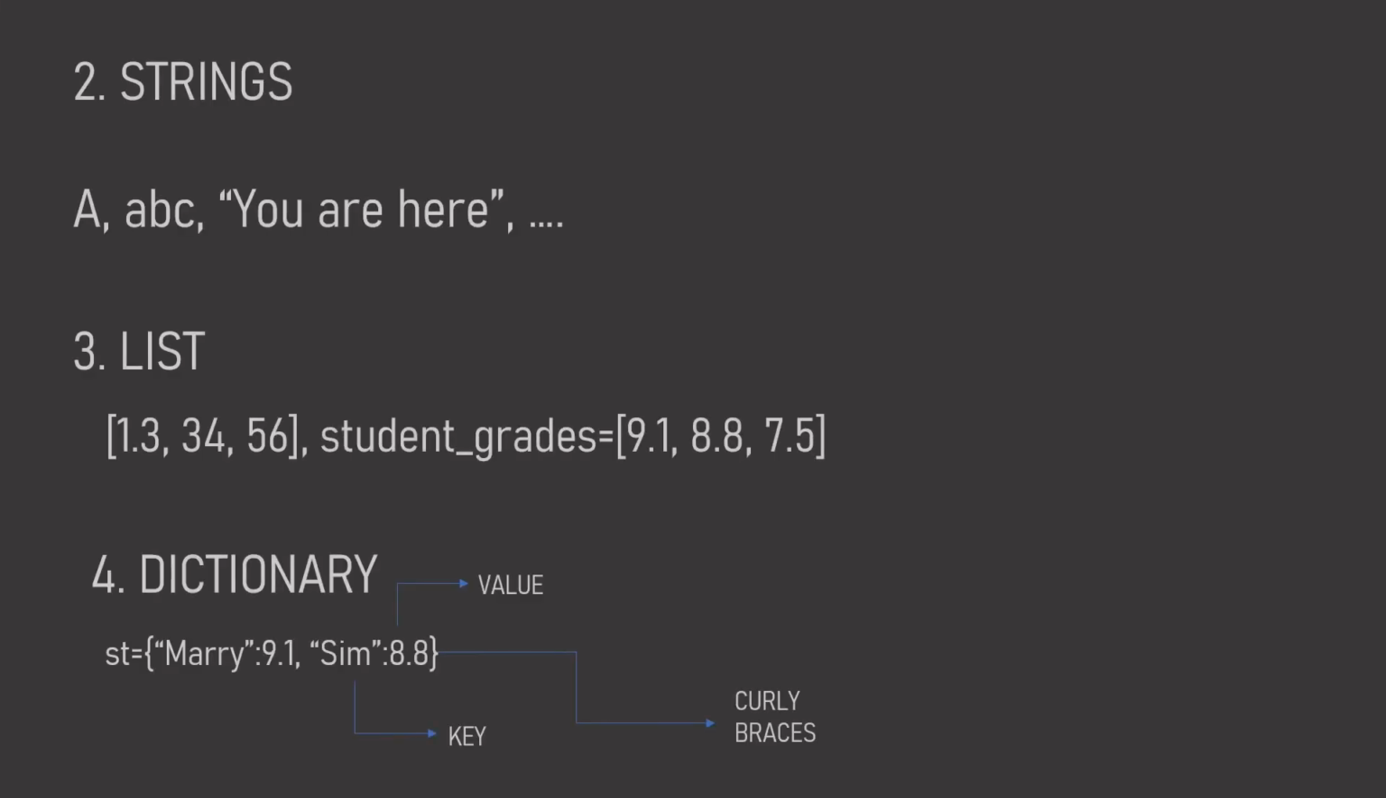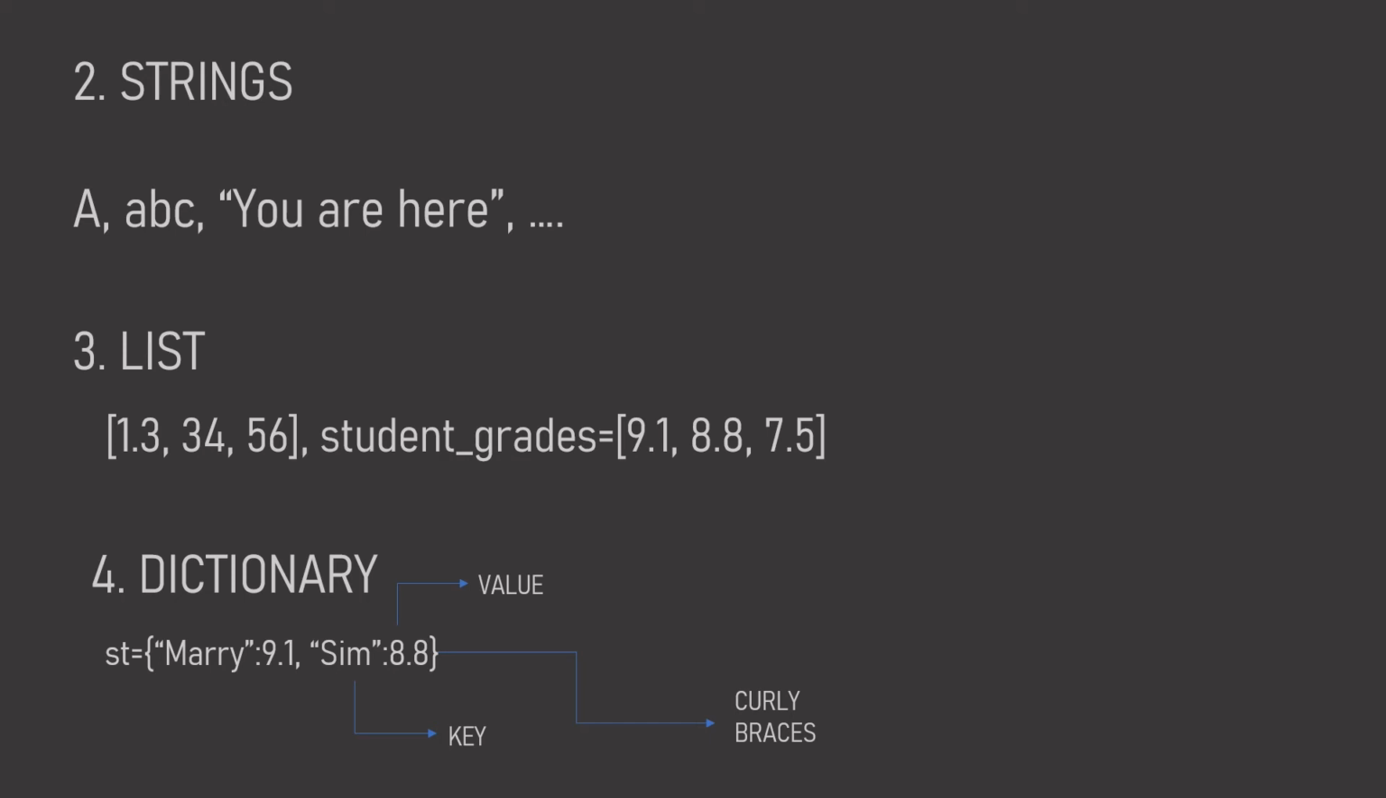The second type of data type supported by Python is strings. For example, a capital letter A. These all come under the data type string. Now the third type of data type is list. Whenever we want to store a number of values in square brackets, we use a list in Python. We can do this by using a square bracket and then typing the number of values we want. We can also assign this list to a variable, like it is given over here in the example: student grades equals square bracket 9.1, 8.8, 7.5, closing bracket. This is what we call a list in Python.